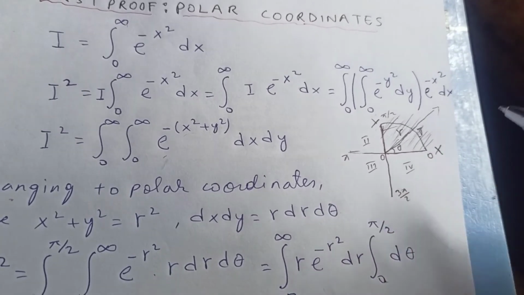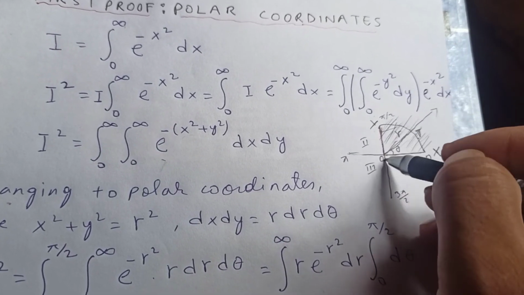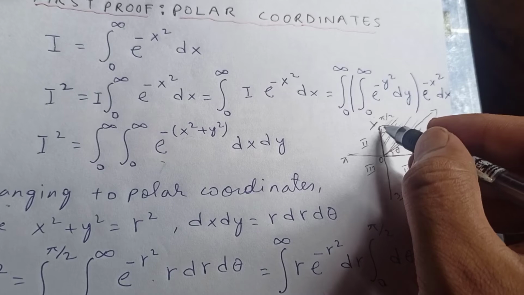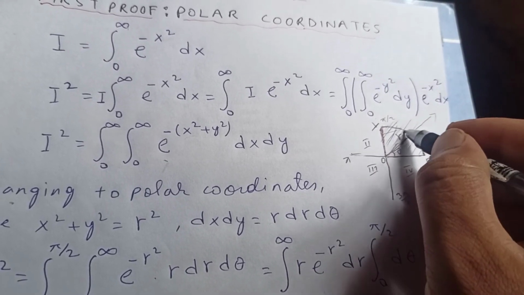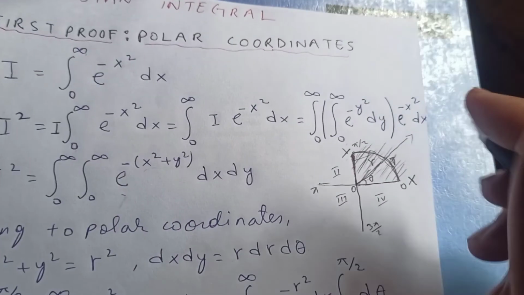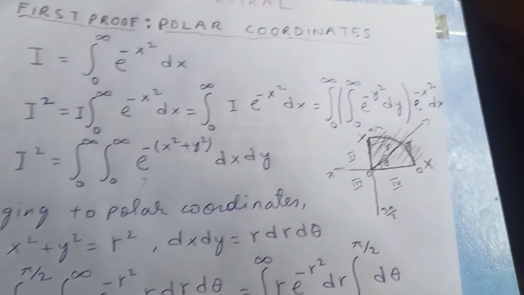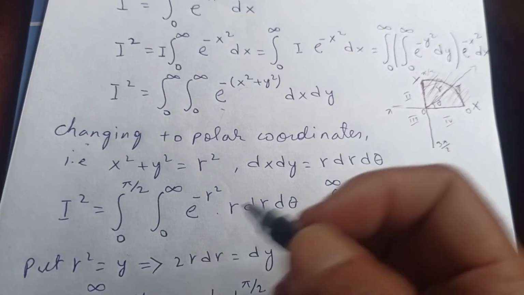Since these two integrals lie on this first quadrant, the angle will be from 0 to pi by 2. So the angle lies between 0 and pi by 2, and this r can be extended up to infinity. That's why this will change to 0 to pi over 2. I hope you are clear with that.